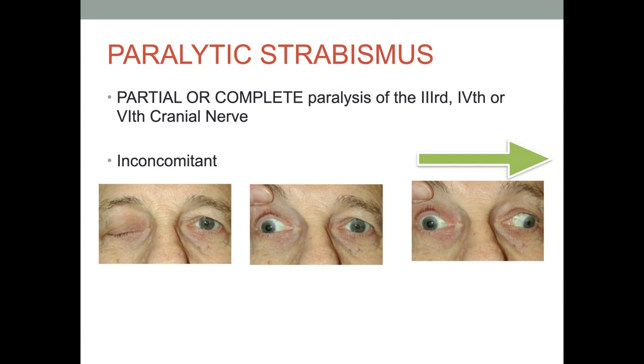For example, this is a third nerve palsy. Let's start from your far left. You can see that the right eye is totally closed. We call that a ptosis. There's a complete ptosis, all right? That eye is completely down, closed. The lid is down.